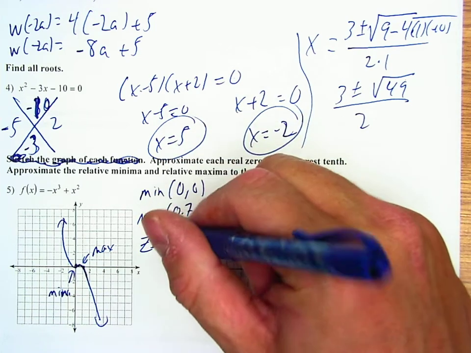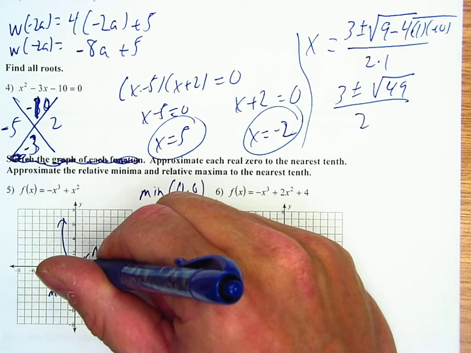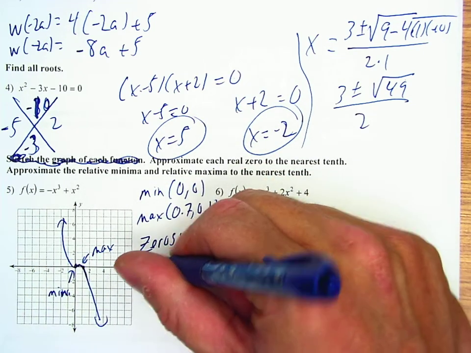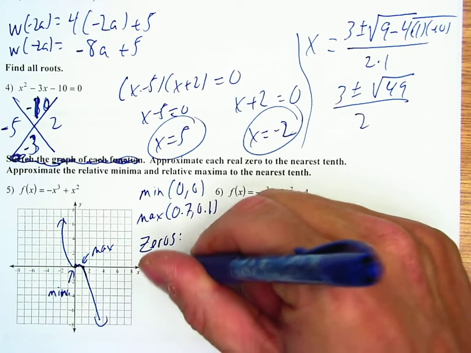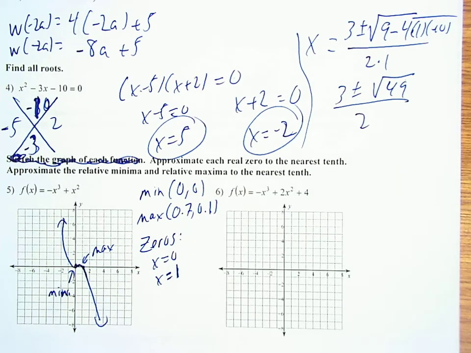The zeros are the x values where it crosses the x-axis. So that's also the min here. And then this number right here, x equals 0 and x equals 1. Now you can write them like that, x equals 0, x equals 1, or, if you prefer, you can write them as coordinates as well.